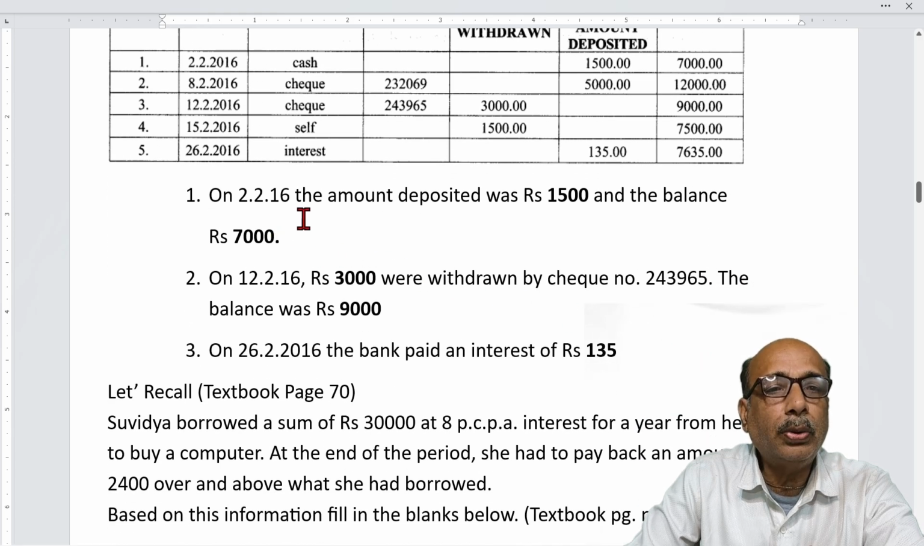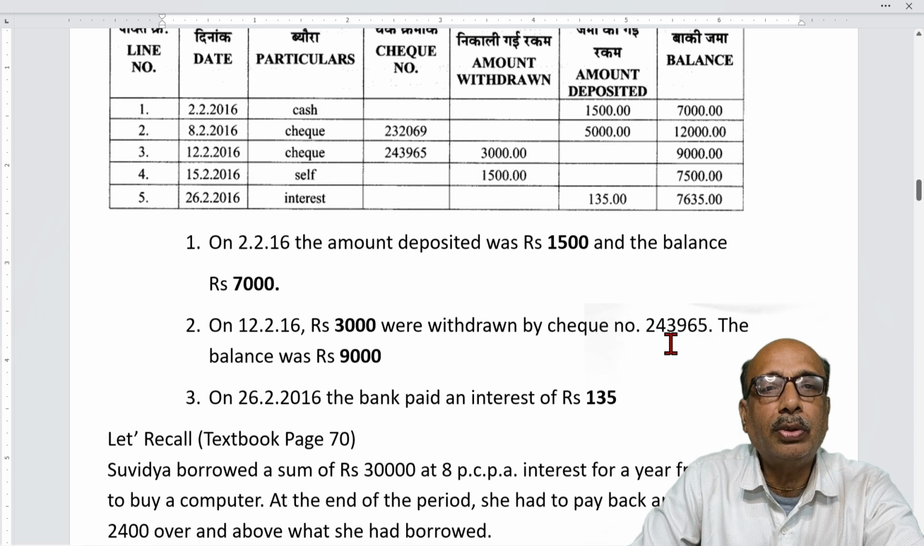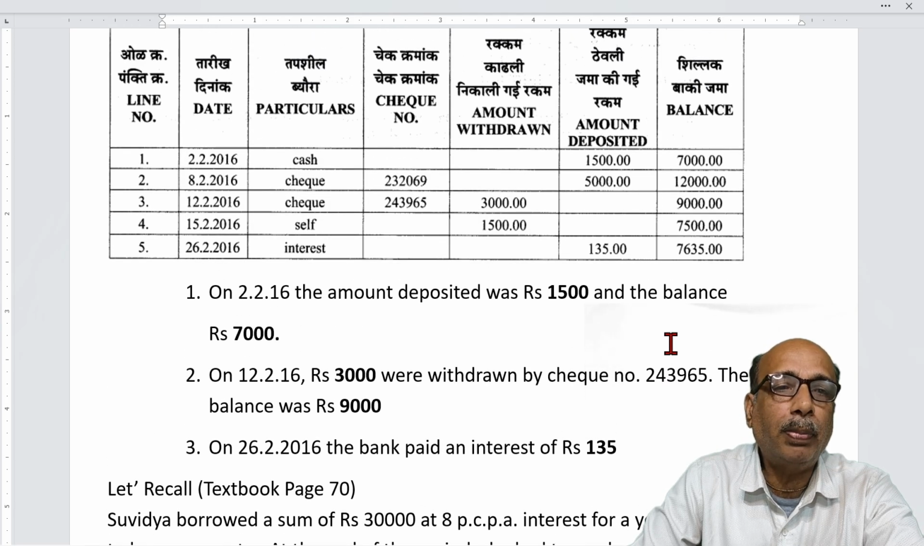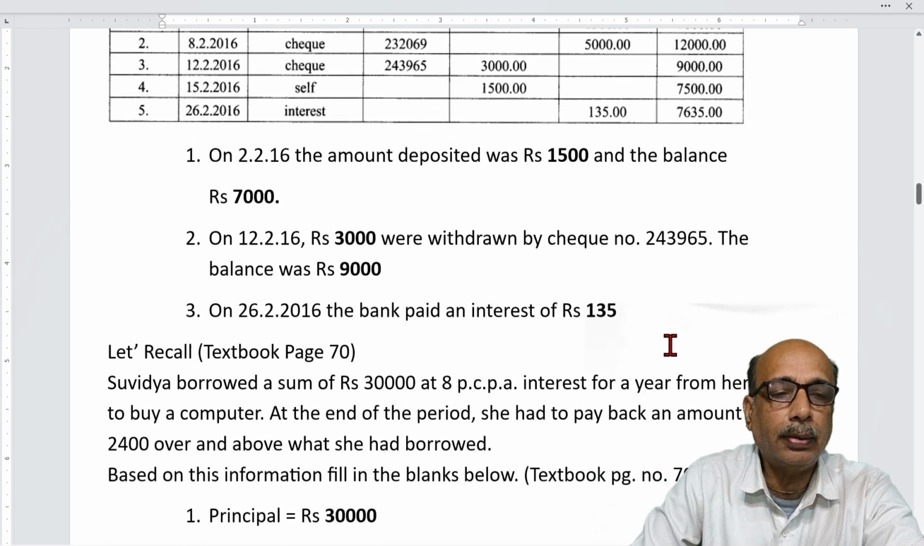So here we have to read, on 2/2/16 the amount deposited was 1500 and the balance was 7,000. On 12/2/16 rupees 3000 were withdrawn by check number so and so. The balance was rupees 9,000. On 26 February 2016, the bank paid an interest of rupees 135. So it was added here. I am sure you understood the bank passbook, how it is entered.